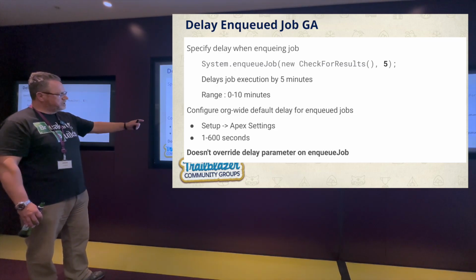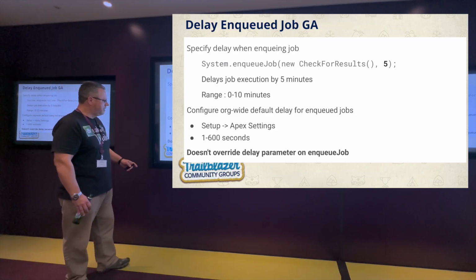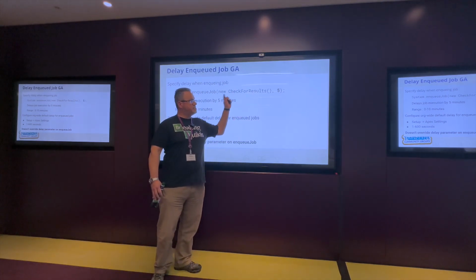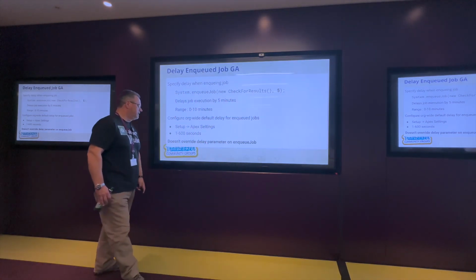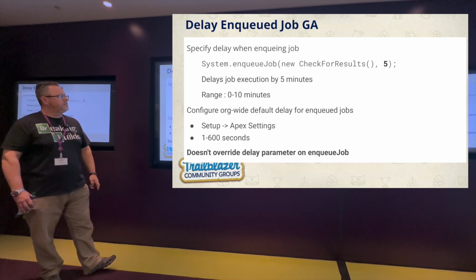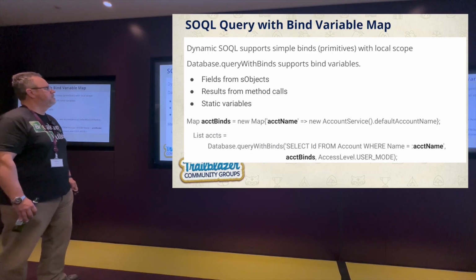You can define 1 to 600 seconds that gets applied to everything, apart from if you've specified one of these. This still wins. This is the one that overrides. It doesn't override that parameter. Did that jump? No, that's all right.